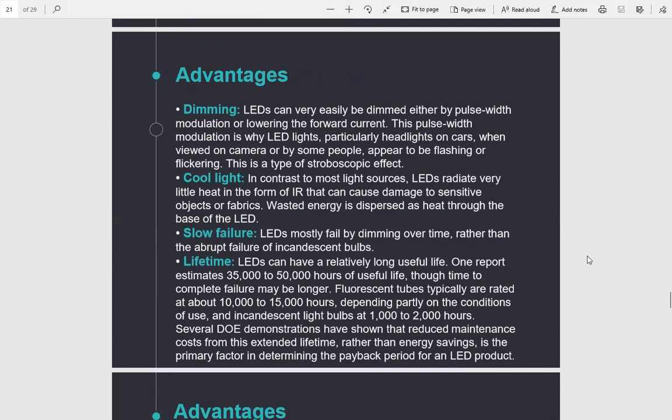Cool light. In contrast to most light sources, LEDs radiate very little heat in the form of IR that can cause damage to sensitive objects or fabrics. Wasted energy is dispersed as heat to the base of the light. Slow failure. LEDs mostly fail by dimming over time, rather than the abrupt failure of incandescent bulbs.